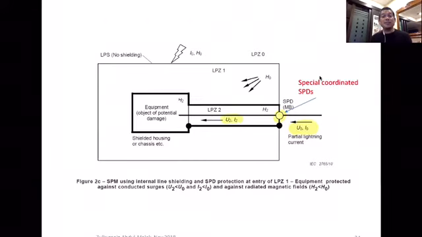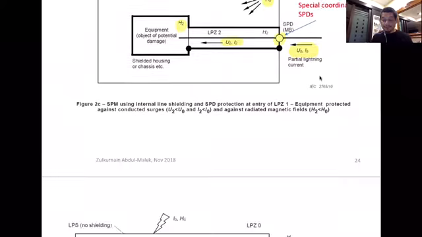So we call it a specially coordinated SPD. It means it has 2 stages that actually reduce from U0 straight to U2. Maybe you have 2 SPDs there, first to reduce for the first stage, and then second for the second stage, second zone, if you like. So this is an example of application also from H0 to H2.